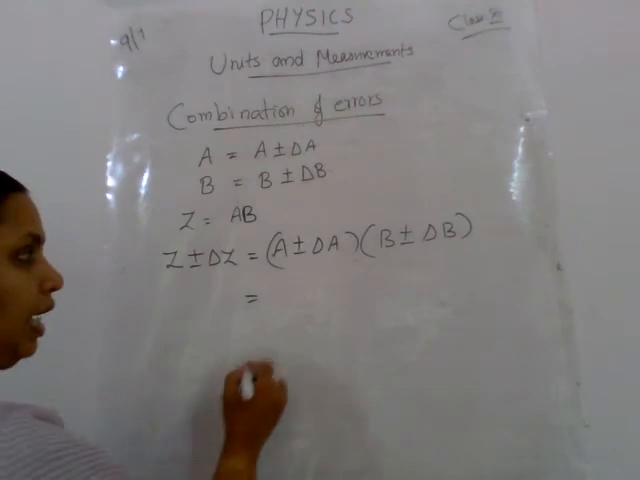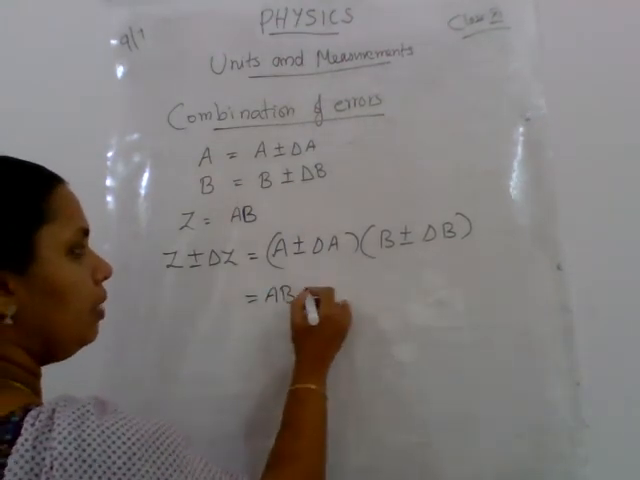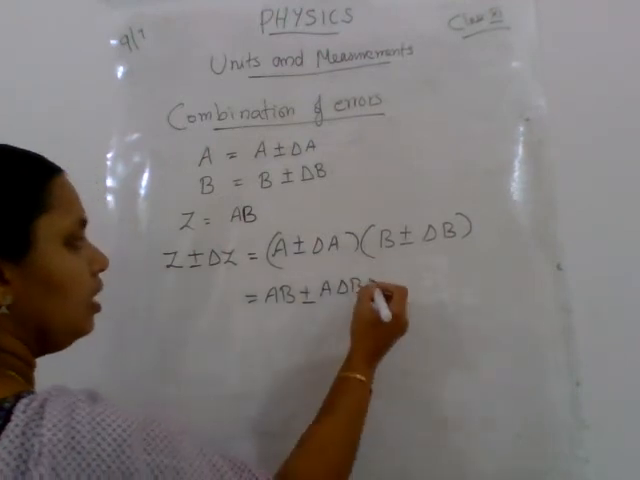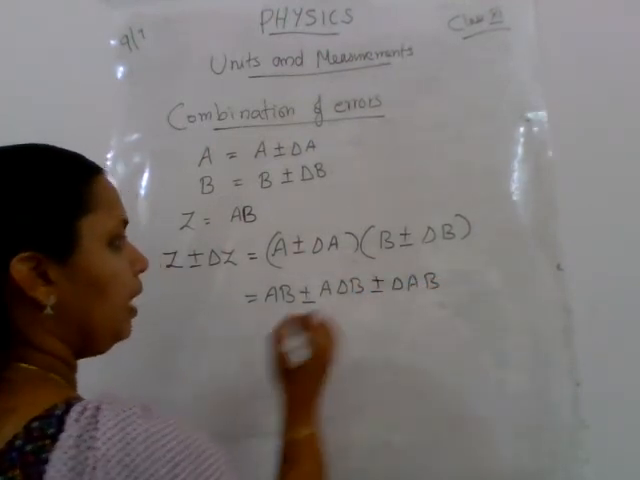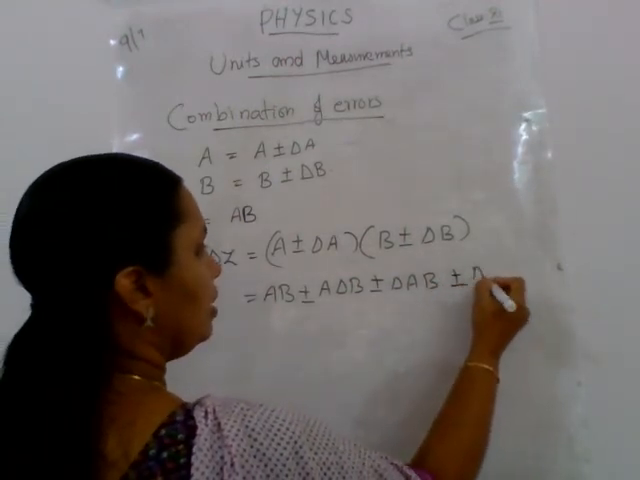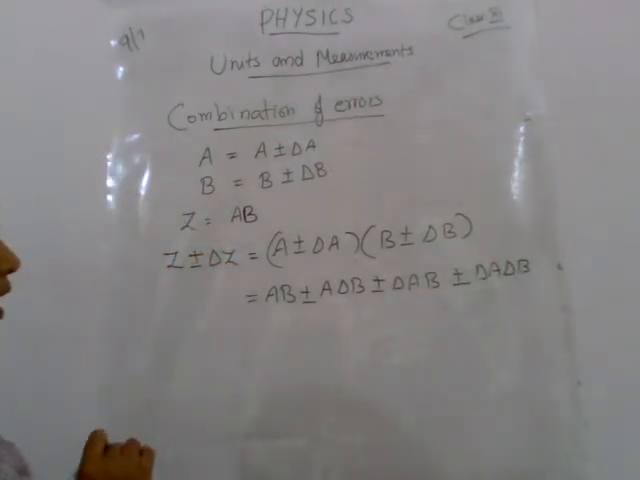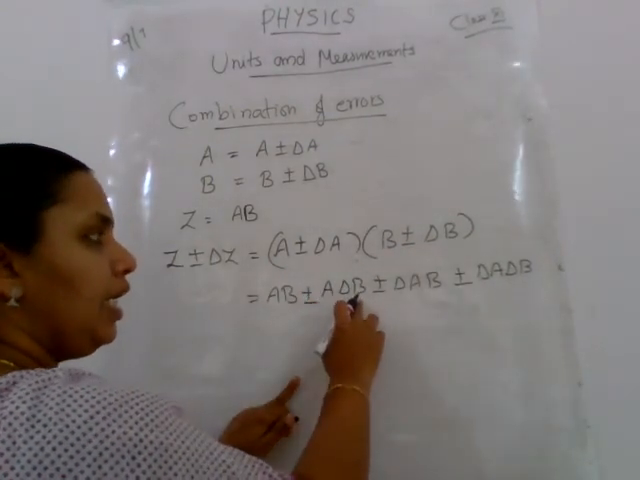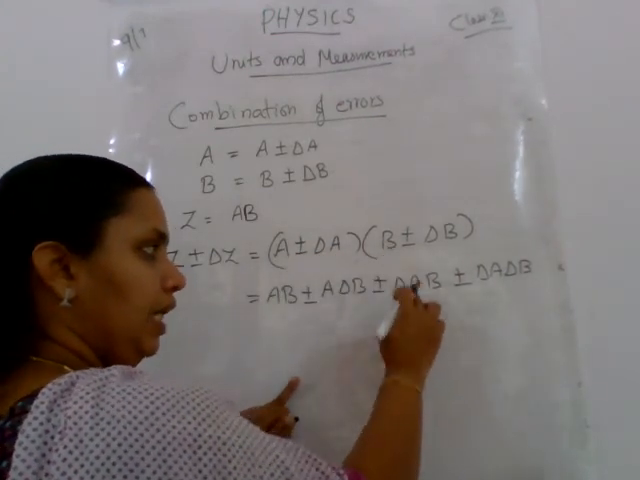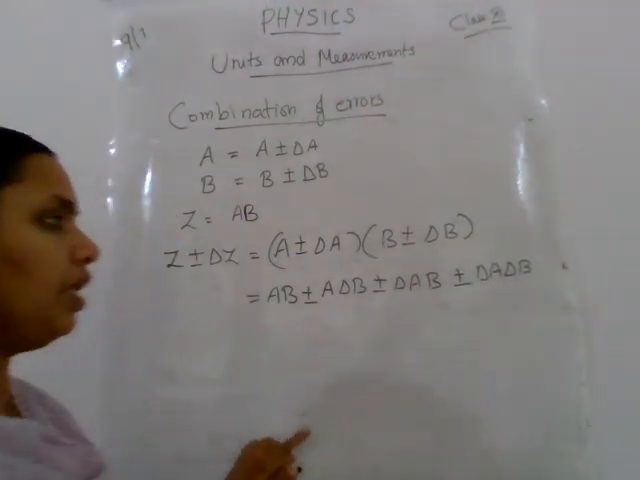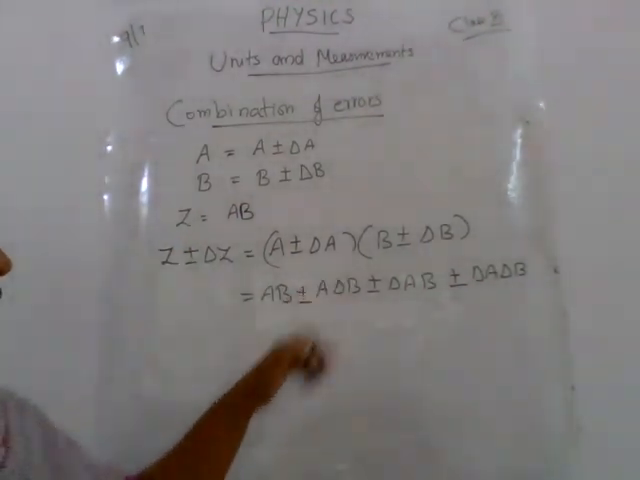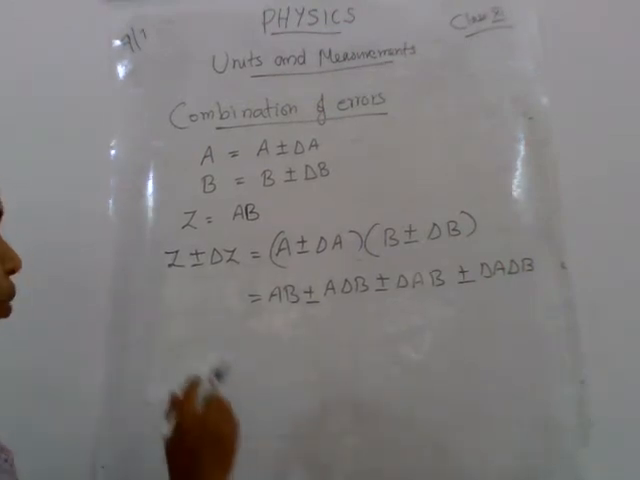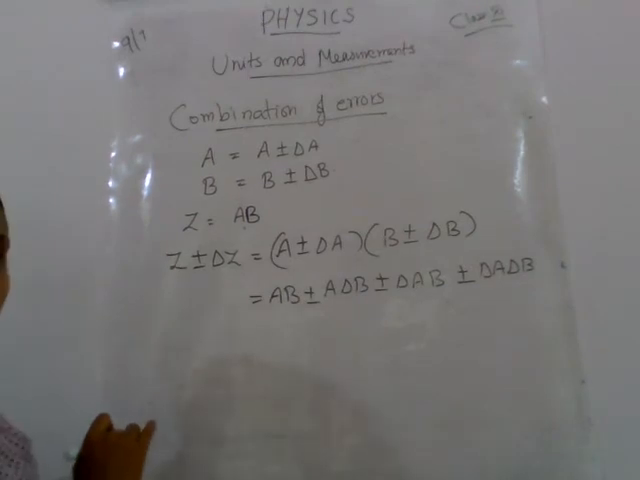Then multiply it, open the bracket. So it comes AB plus or minus A delta B, plus or minus delta A B, and the last term is plus or minus delta A delta B. So after multiplying and opening the bracket, we will get it like this. Then divide the whole equation by AB.